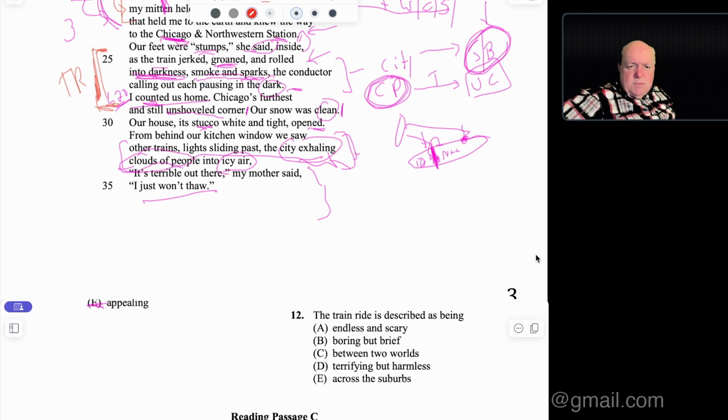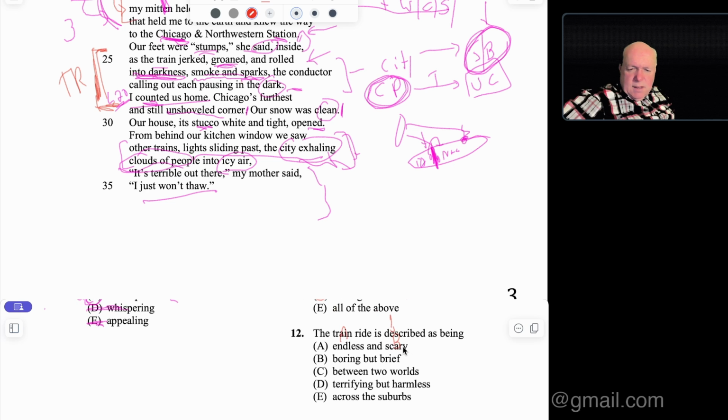So the train ride is being described as... So what I like for some of these choices here is there's two possibilities. There's this A part here and B part. Whoops, wait, hold on. This is scrolling around on my screen. Let me bring it down so I can get there. There's an A part, endless, and a B part, right?